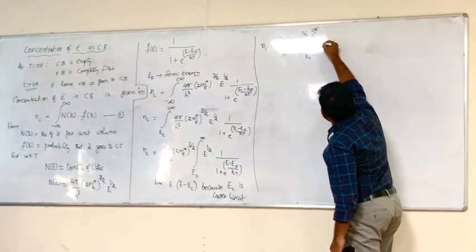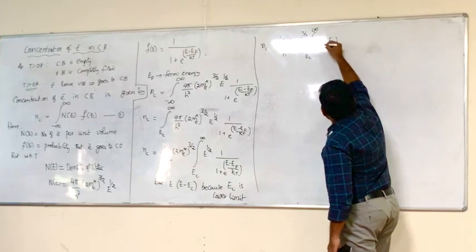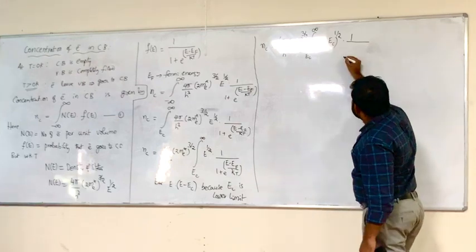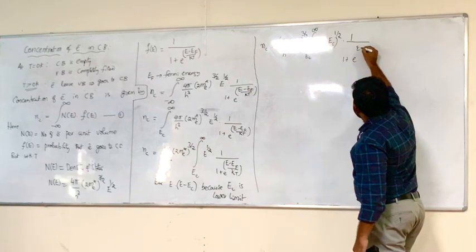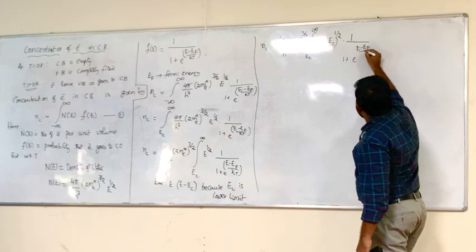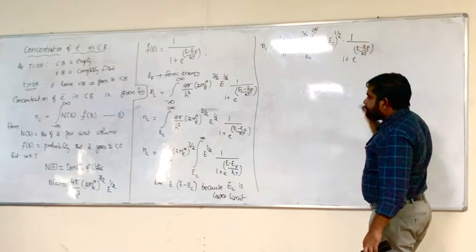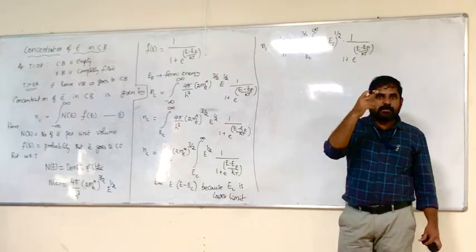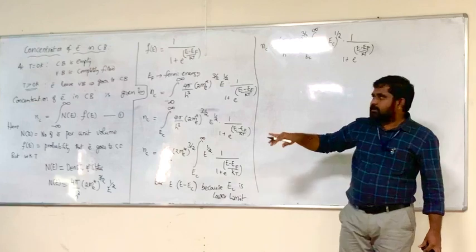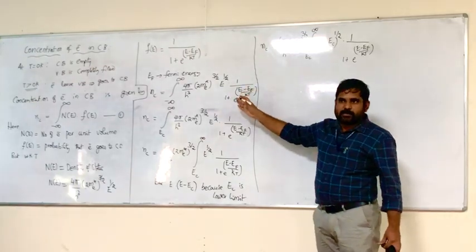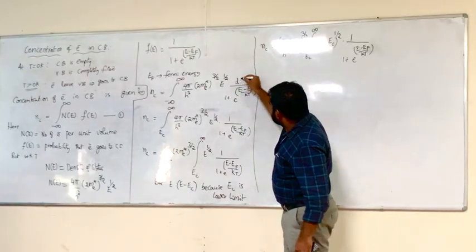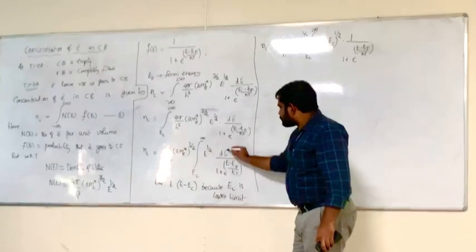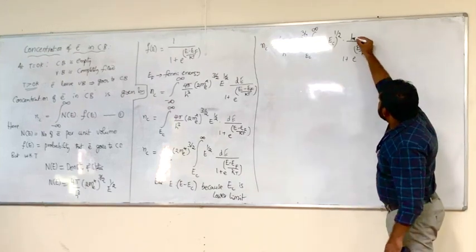So (E minus Ec)^(1/2) times 1 by 1 plus e to the power (E minus EF) by kT. Because it is an integral, I missed one point. You need to differentiate, no? We are integrating with respect to energy, so it should carry dE everywhere. I missed that point. So here also into dE.